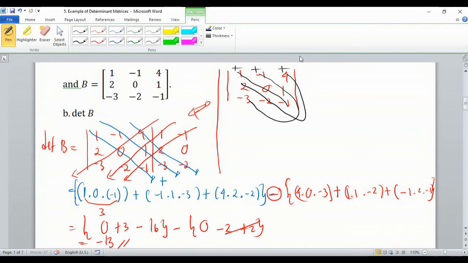That's the first. So now I will change the color to blue. 4, 0, minus 3. So that's the first one. Okay.